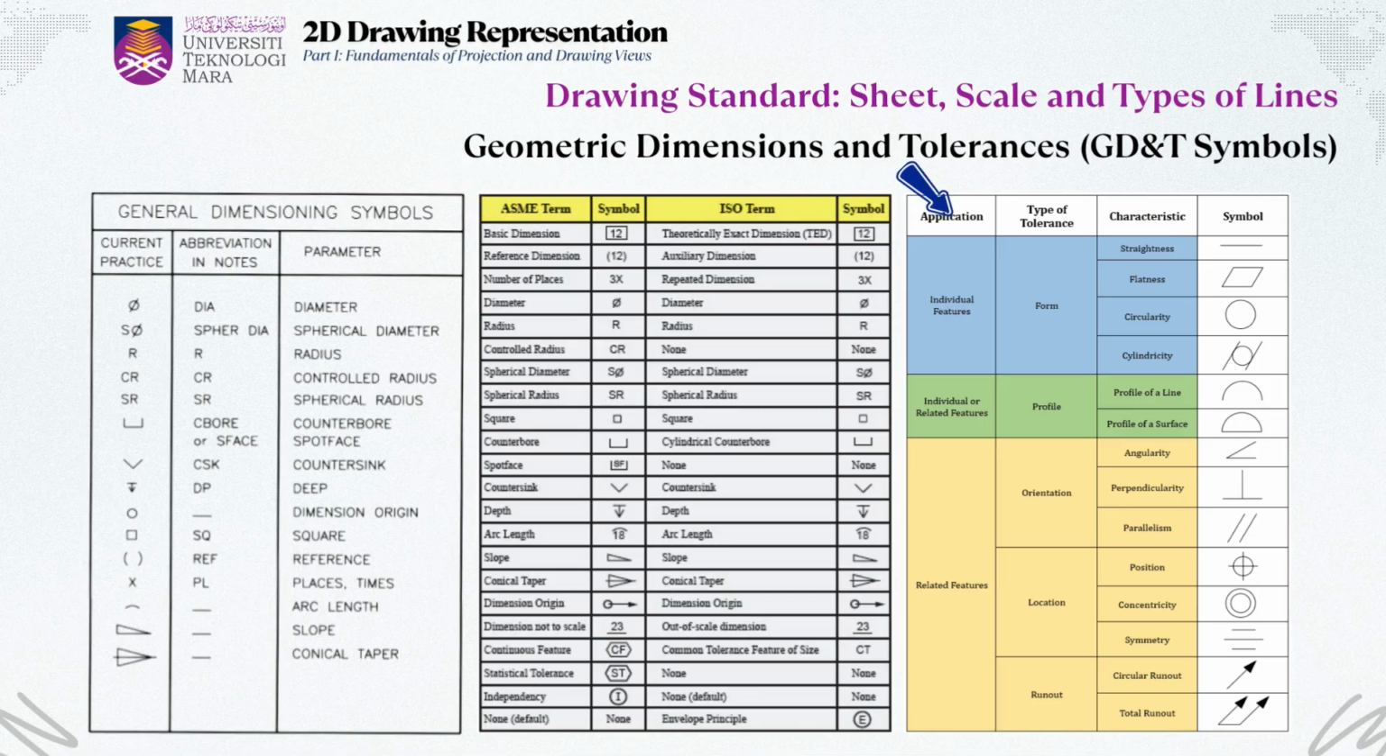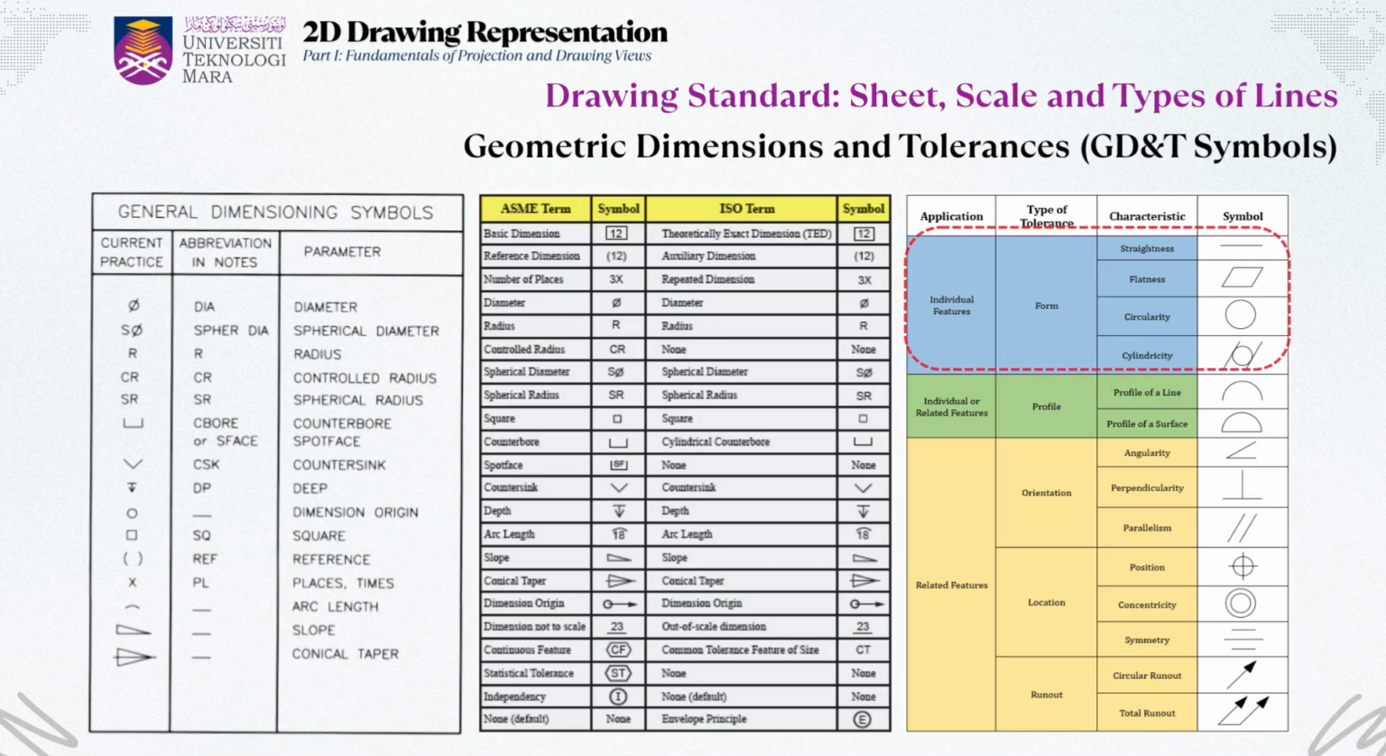On the right side of the slide, we see a colorful chart that groups different types of geometric tolerances based on their function. These tolerances are important because they define how much variation is allowed in the shape, position, or orientation of features in a part, ensuring parts fit and function correctly in real-world applications.